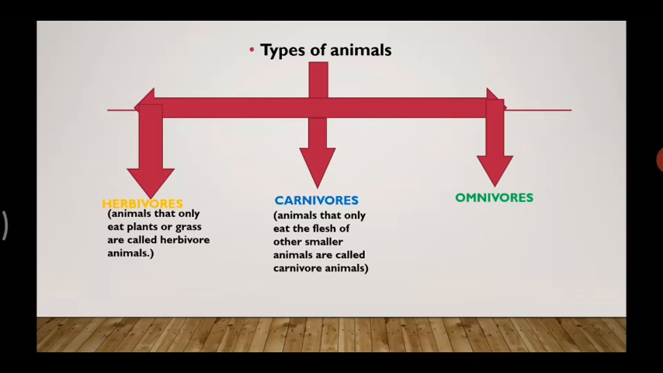Now let's move to the last one, that is omnivorous animals. Omnivorous animals are animals that eat both plants as well as the flesh of other animals. Now let's see which animals come under this category. They are bear, pigs, and even human beings, right? We also eat both plants as well as animals, right? And hen. Let's move forward.